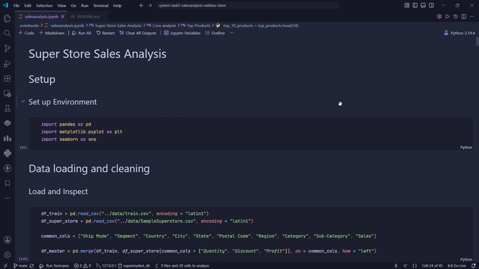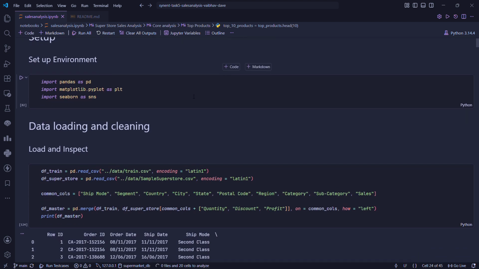This is my task 5 submission, sales data analysis using Superstore Dataset. The goal of this project is to analyze 4 years of US Superstore sales data from 2015 to 2018 to identify revenue trends, top performing products and profitability patterns that can help the business make better decisions.